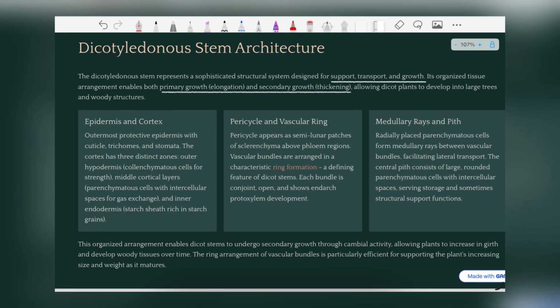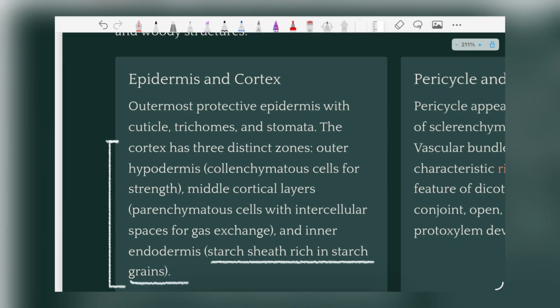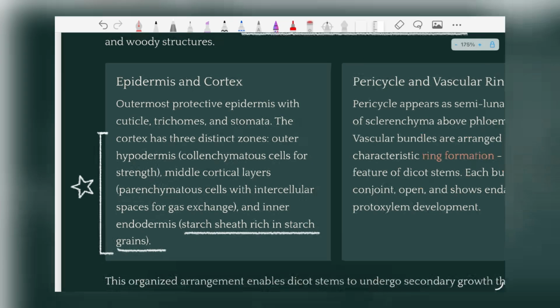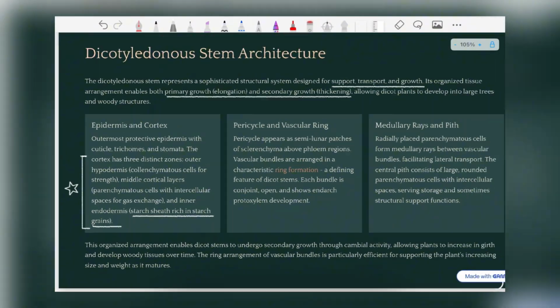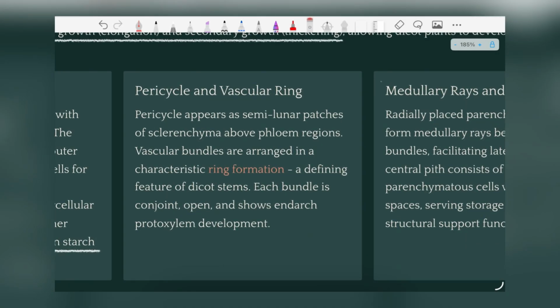This is important. The starch sheath cells are of which shape? It is barrel shape. This is important. Pericycle and vascular ring. Pericycle appears as semilunar patches. This is a very important point. Sclerenchyma above the phloem region.